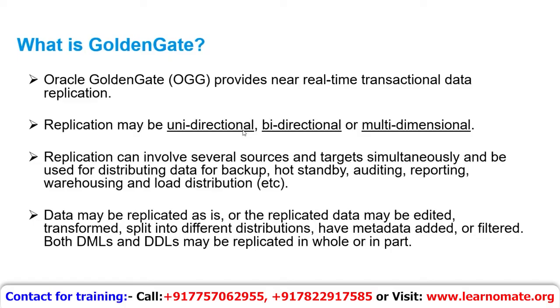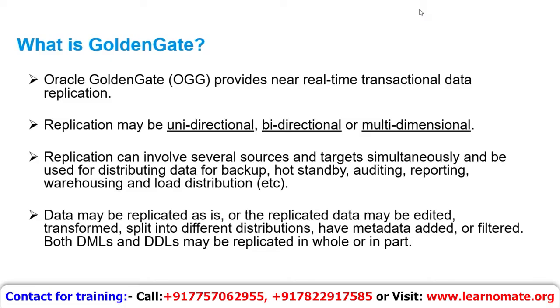With GoldenGate, another advantage is data can be replicated as is, or replicated data may be edited, transformed, split into different distributions, have metadata added or filtered. Say, for example, on source you have 100 schemas and you want to replicate the data of all 100 schemas. It is possible with Oracle GoldenGate. Similarly, in those 100 schemas there are 100 tables. You can replicate all 100 tables, or limit it to, say, 5 tables.